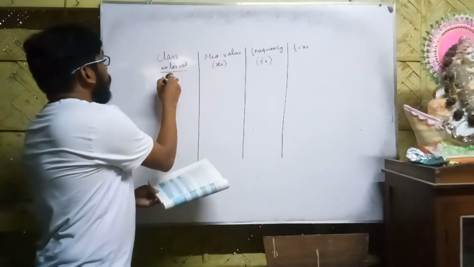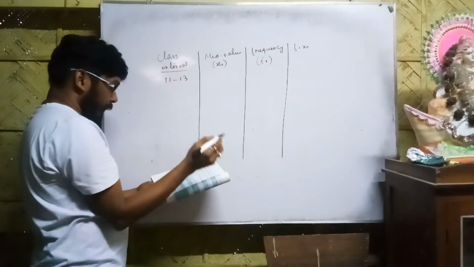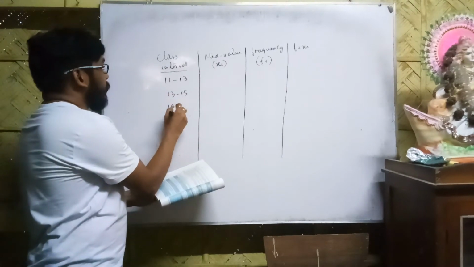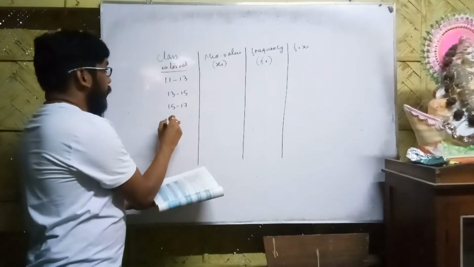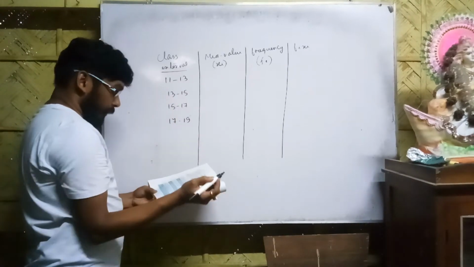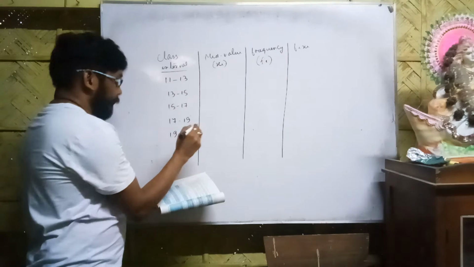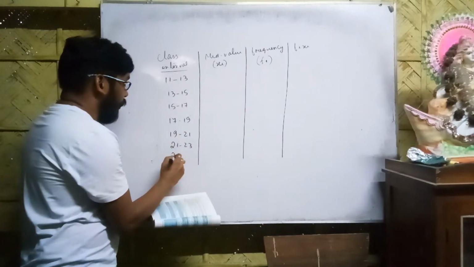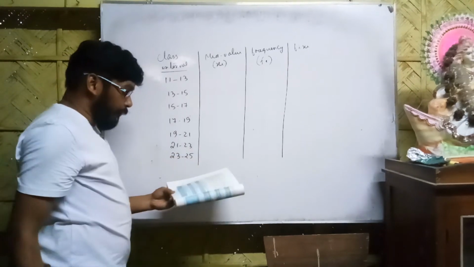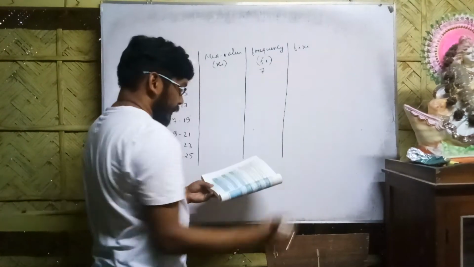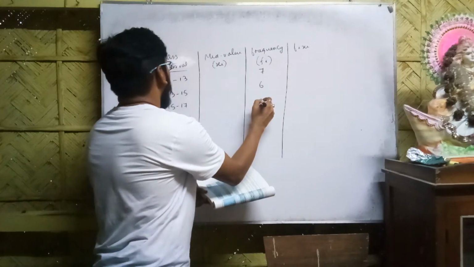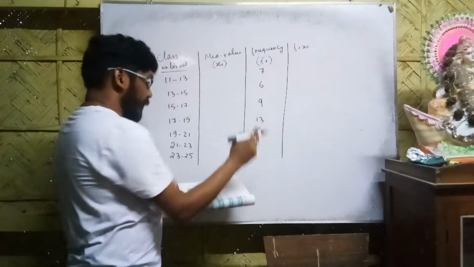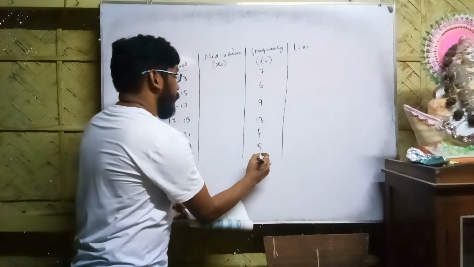So for the class interval, what you can write? 11 to 13. Next it is 13 to 15, 15 to 17, 17 to 19, 19 to 21, 21 to 23, and 23 to 25. After that frequency is given. Let me fill up the frequency. 7, 6, 9, 13, f. This is the missing one. Here it is 5, then it is 4.